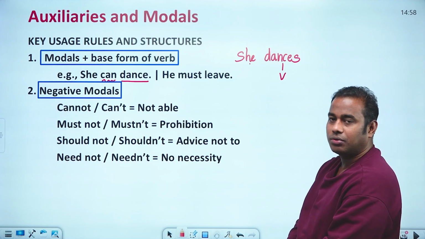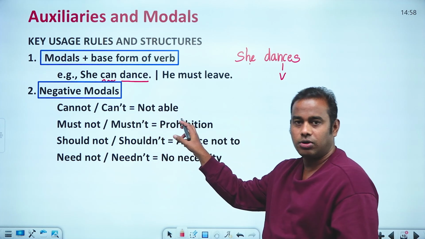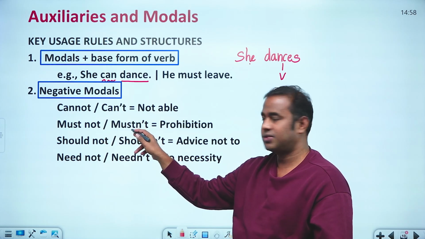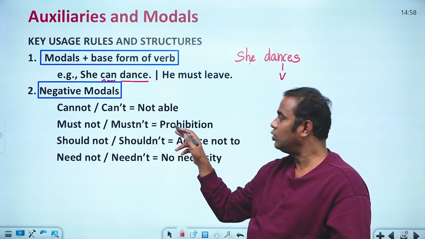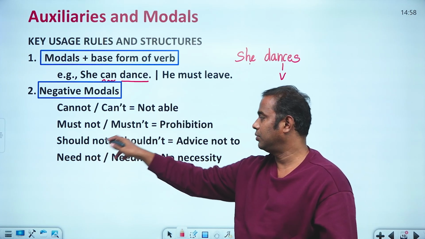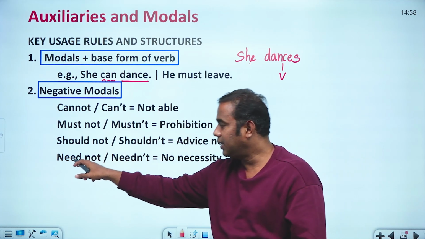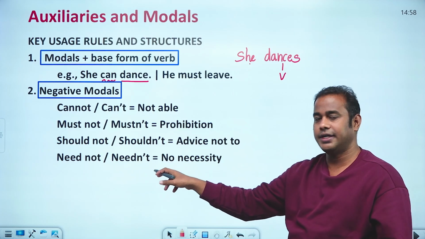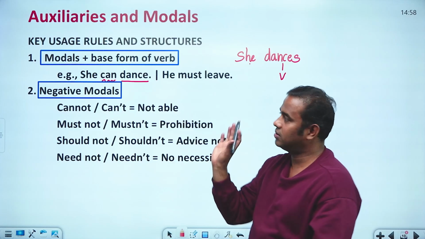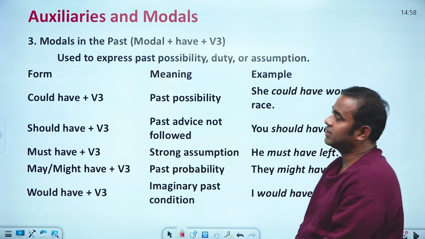Can is converted into cannot or can't, meaning not able to. Must is converted into must not, mustn't, meaning prohibition. You mustn't do it, you must not do it. Should is converted into should not, shouldn't, meaning advised not to. Then need is converted into need not and needn't, meaning no necessity. So this is one key rule here. Then likewise the same thing here itself.